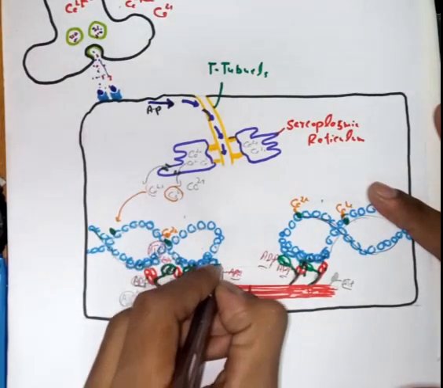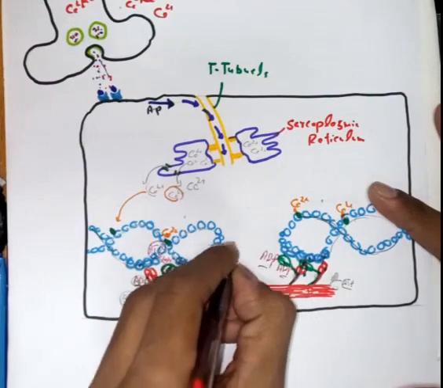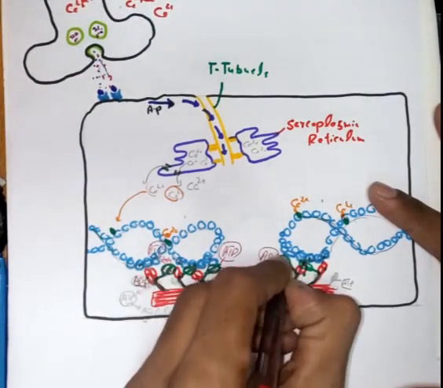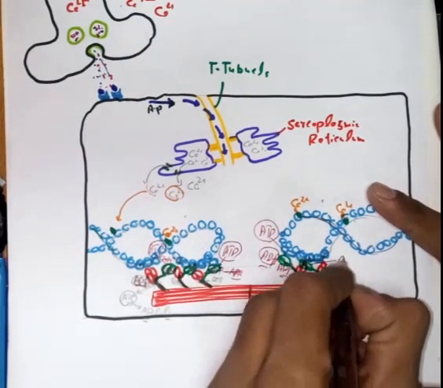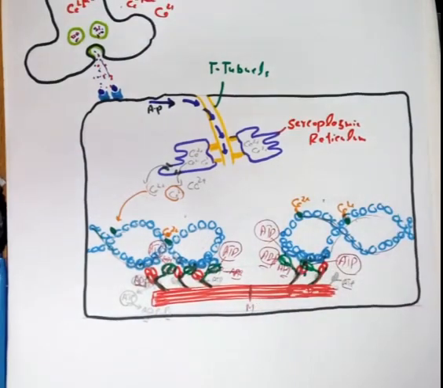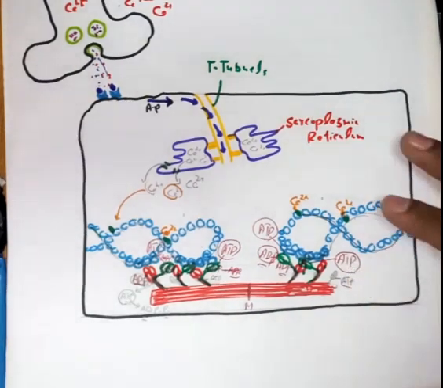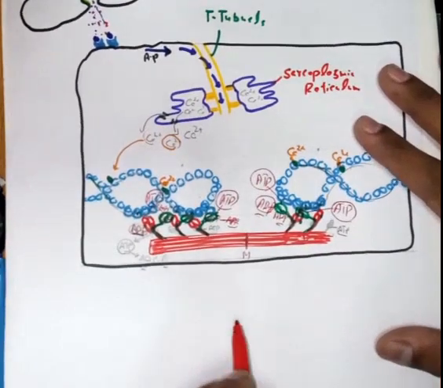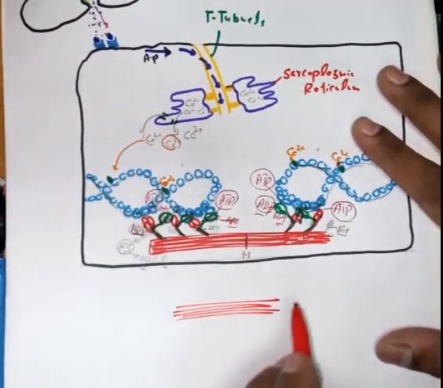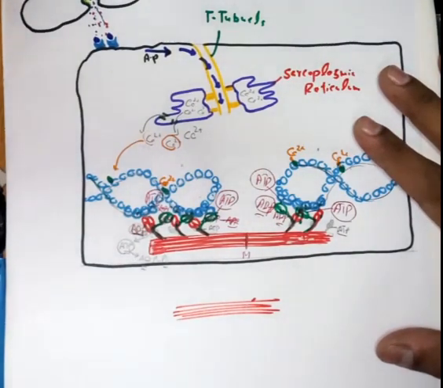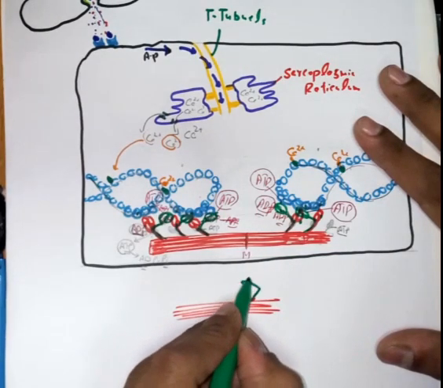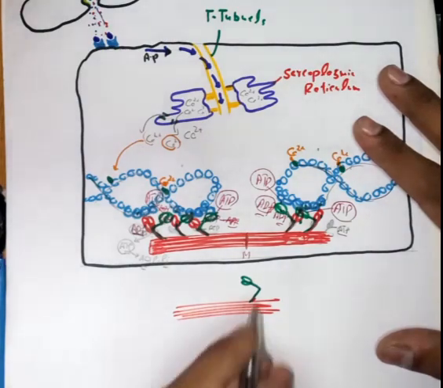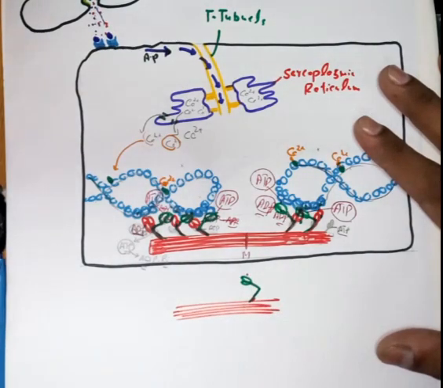This ADP will be displaced, and a new ATP molecule will be attached. So when the new ATP molecule is attached, consider the structure of the myosin head after the power stroke. It was like this, and ADP was attached over there.